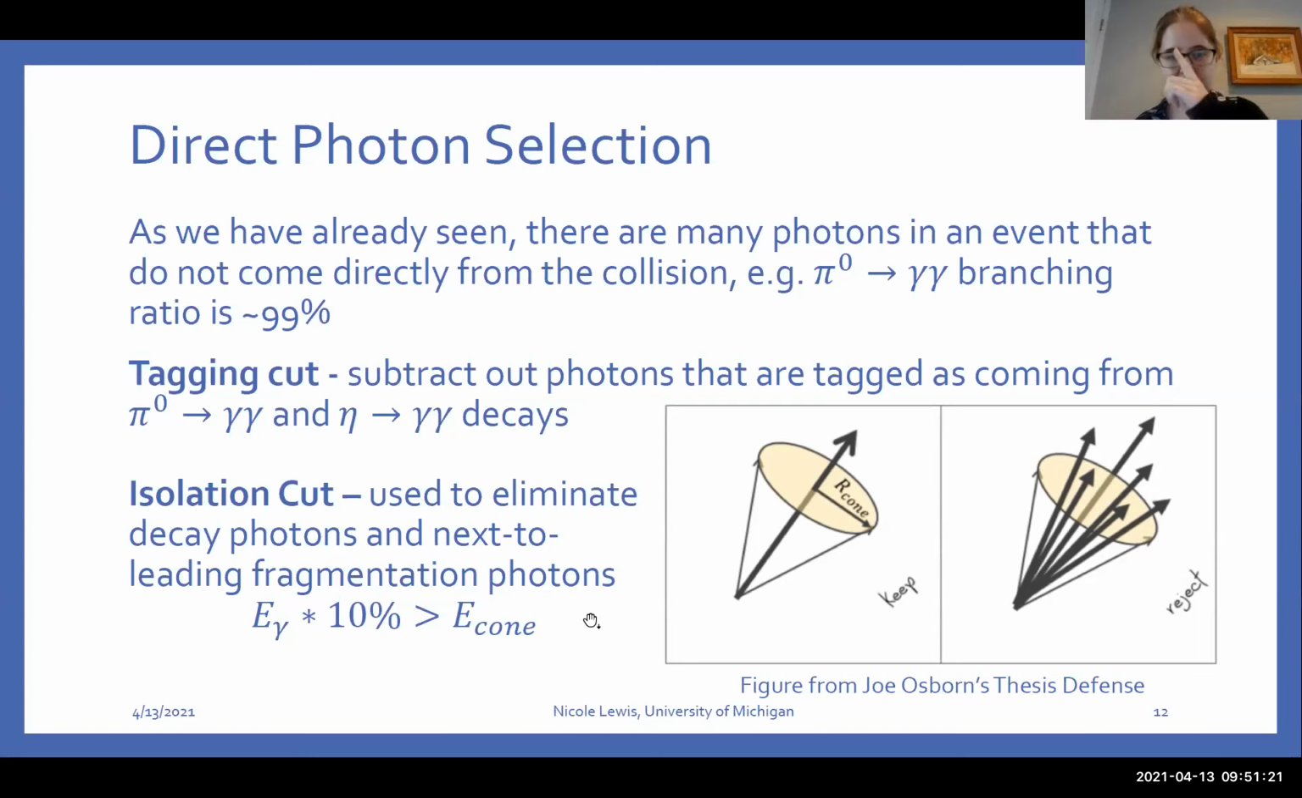You take the photon in question and then you look at all the other measured tracks and clusters in the same event within a cone of 0.4 radians. And we require that the energy in that cone be less than 10% of the photon in question's energy. And this cut not only further eliminates the contribution from decay photons, but it also serves to lessen the contribution from next-to-leading order fragmentation photons.